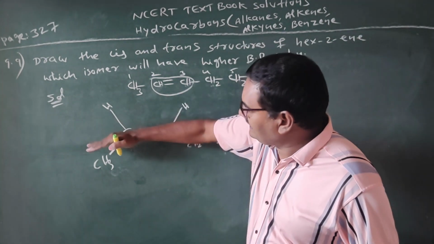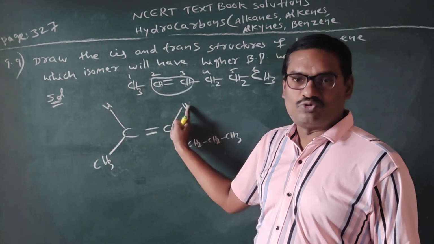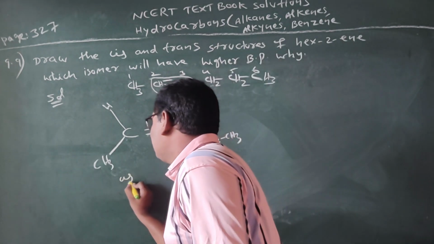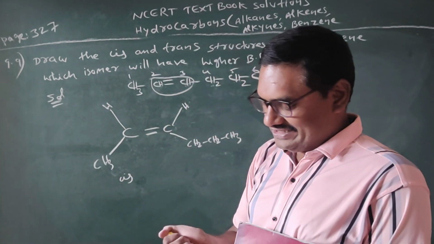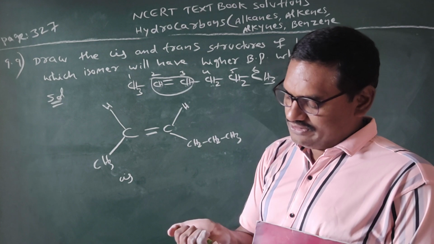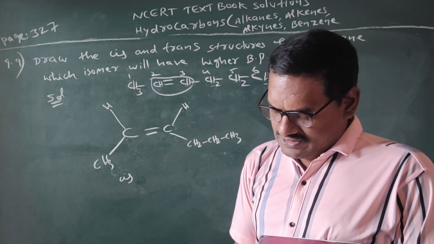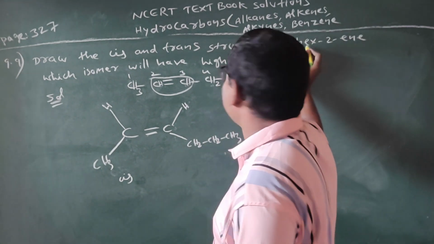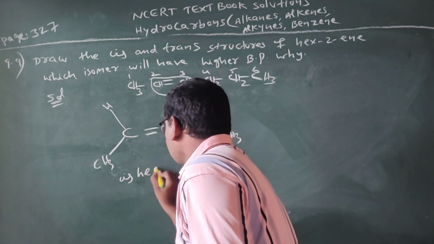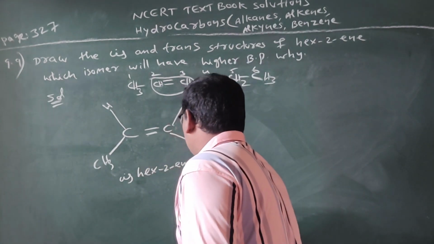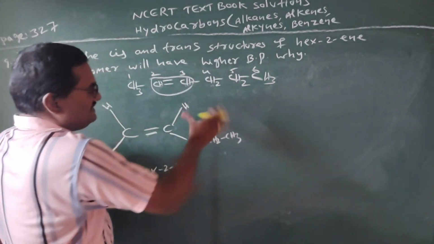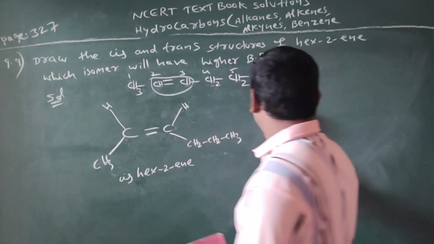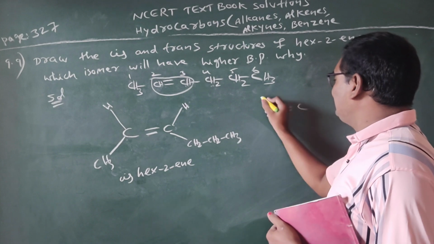So in an alkene, the same side has the same group. So its name is cis hex-2-ene. Cis hex-2-ene. Another one, by changing these two groups, we will get C double bond C.